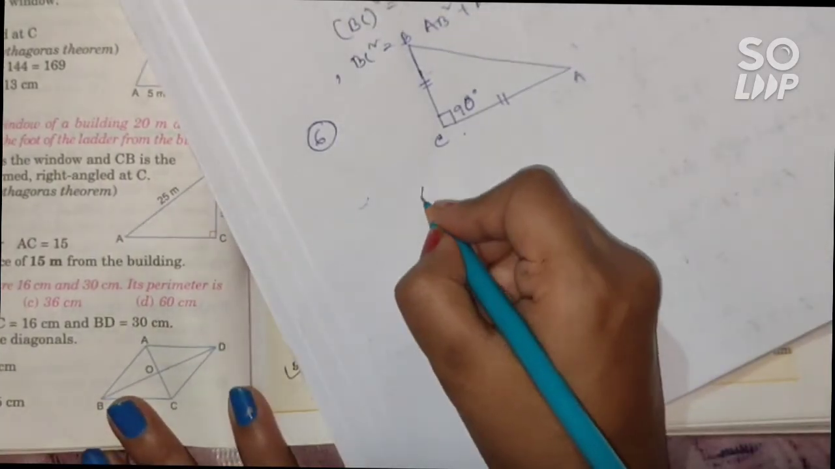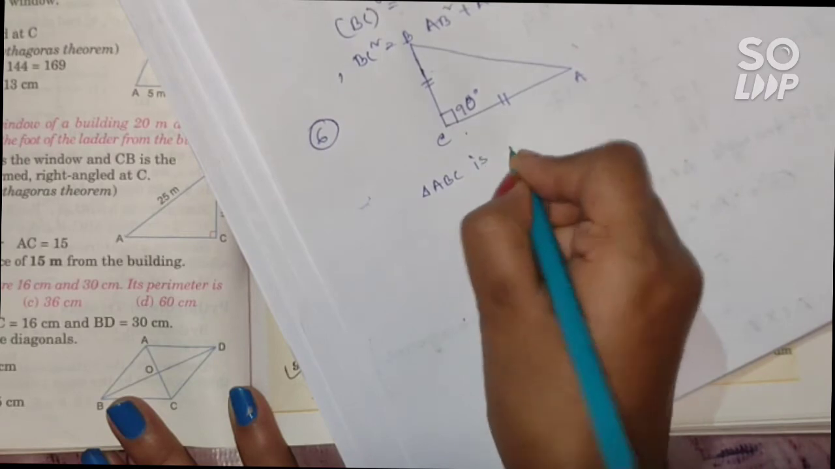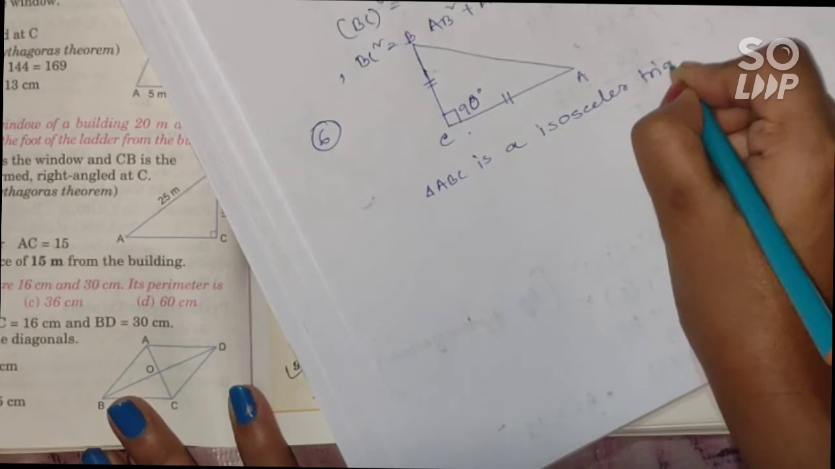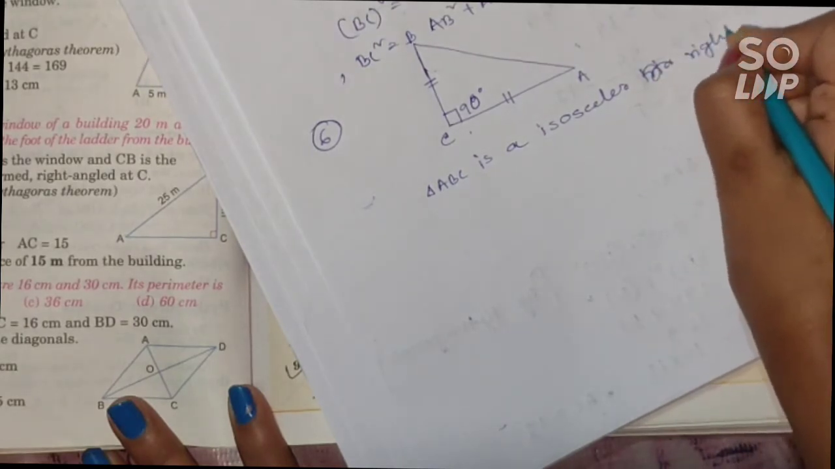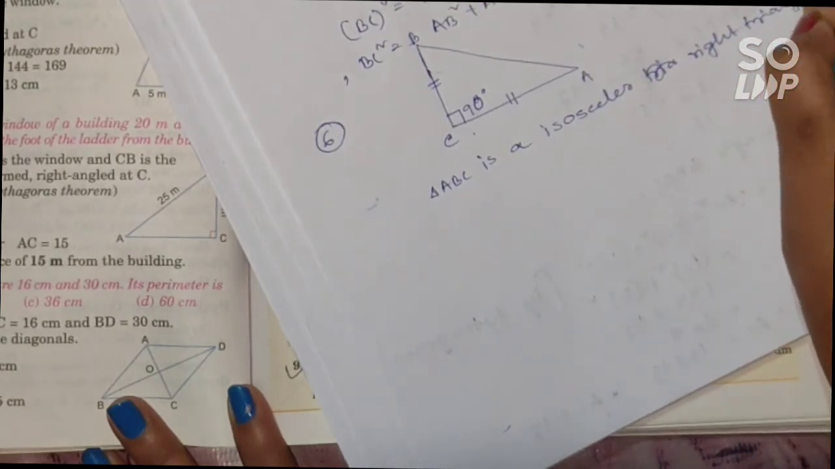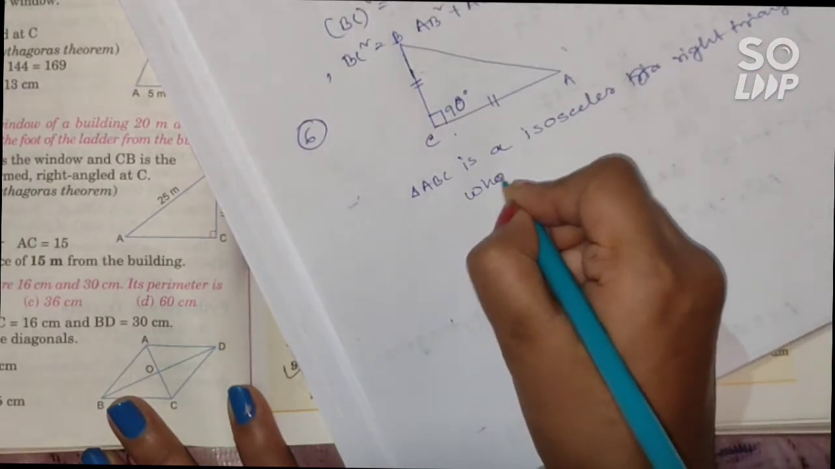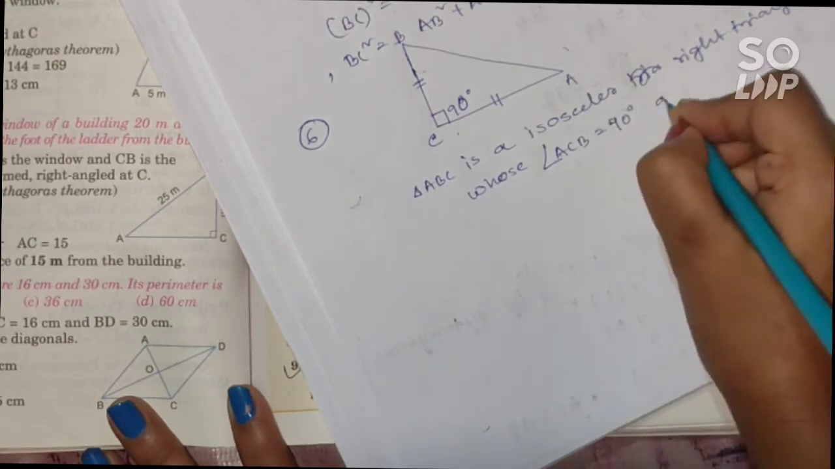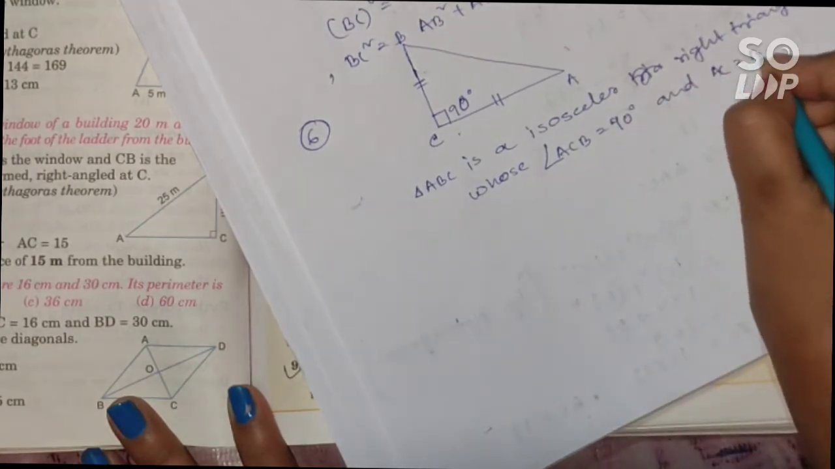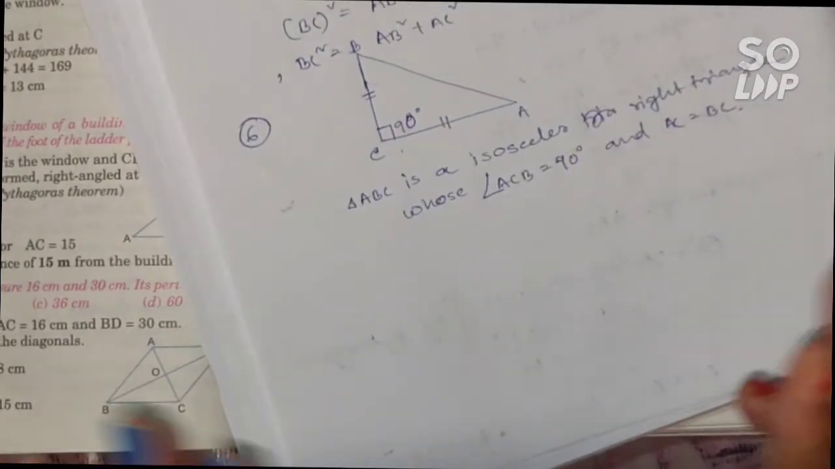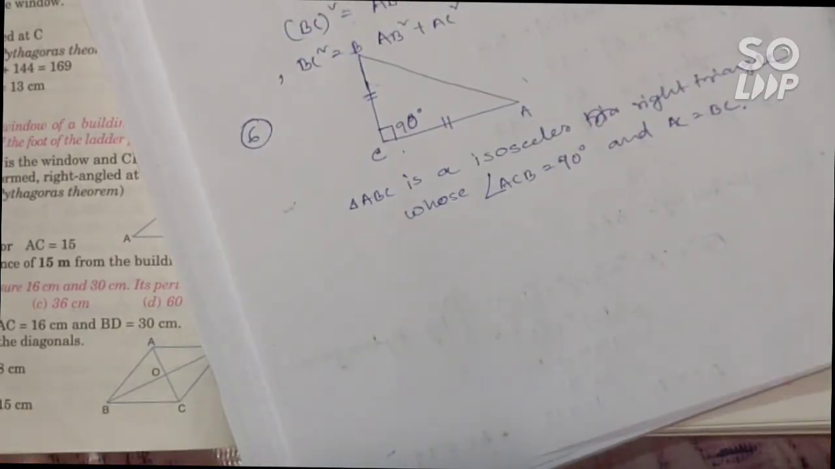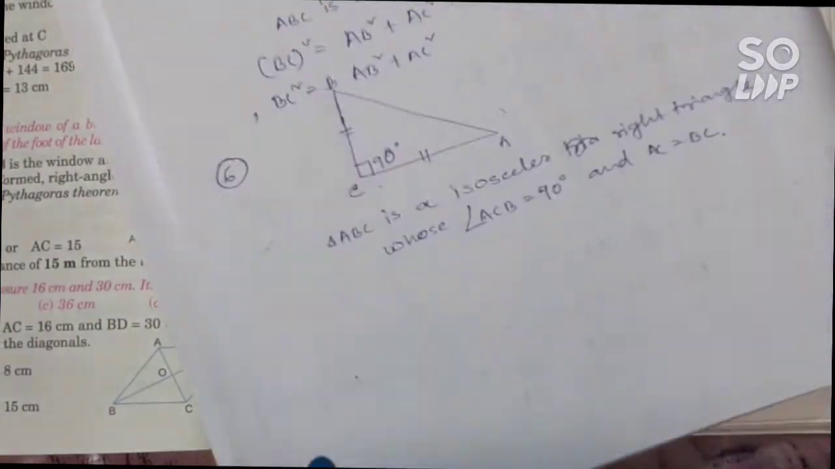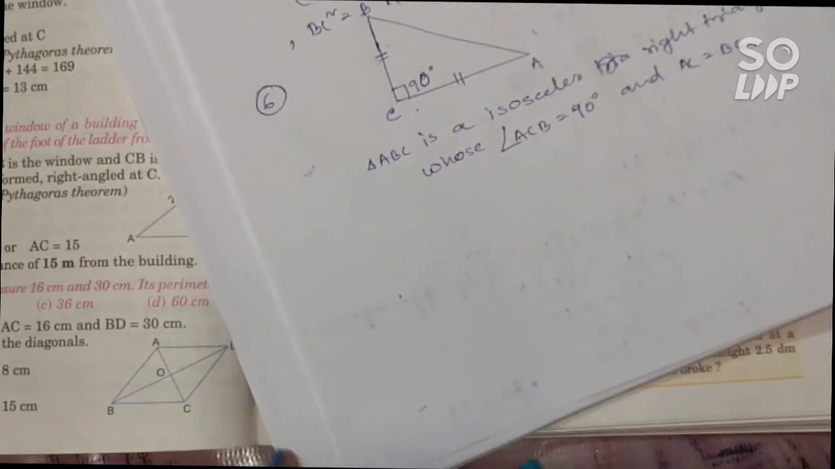Okay. So first we will write: triangle ABC is an isosceles right triangle whose angle ACB equal to 90 degrees and AC equal to BC. Okay. So you have to prove AB square equal to 2AC square.